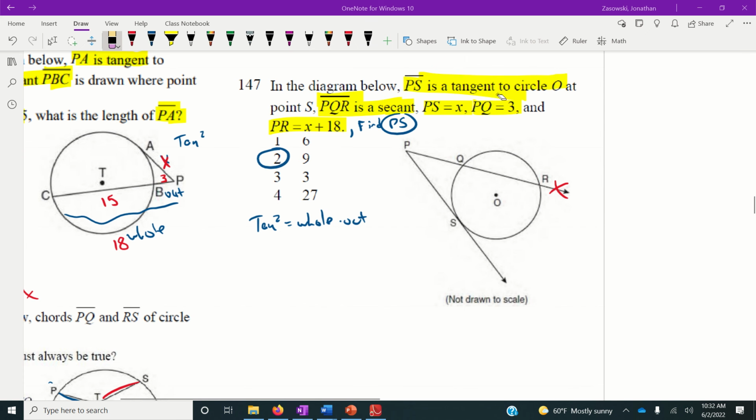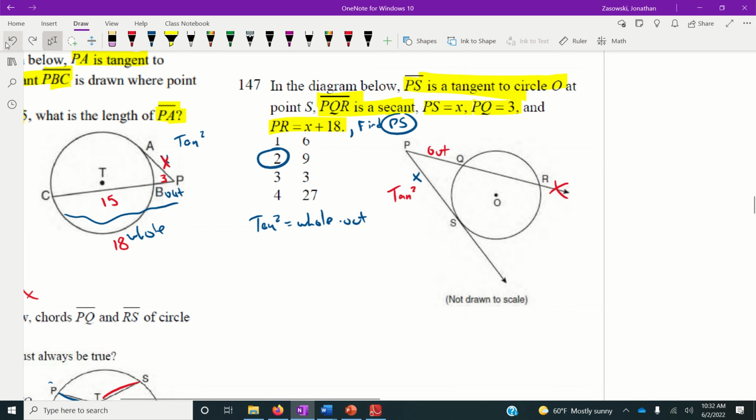So PS is x, PQ is 3, and PR is 18, x plus 18. The question here is to find PS. Remember, ignore any parts that are past the circle. So we're going to ignore this segment and this part here. And remember that whenever you see a tangent line and a secant line, when we're looking for segments, it's going to be tangent squared is equal to the whole times the outside.